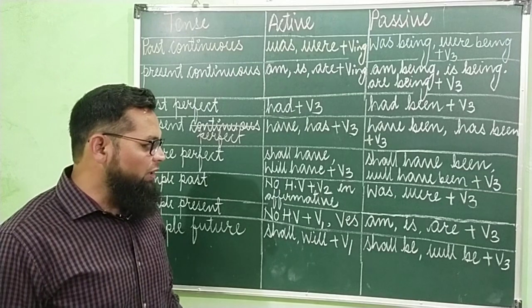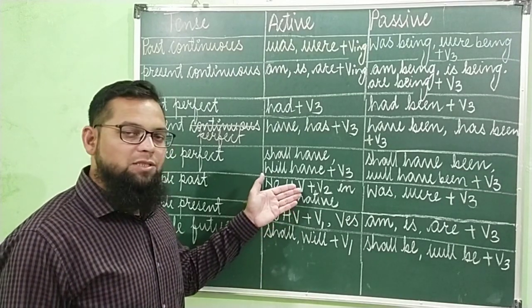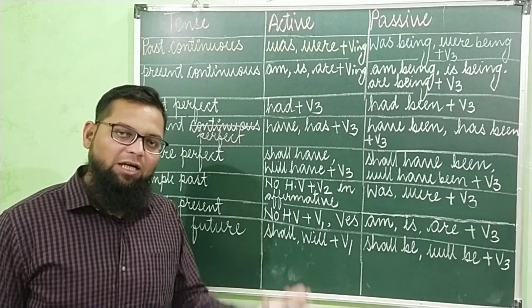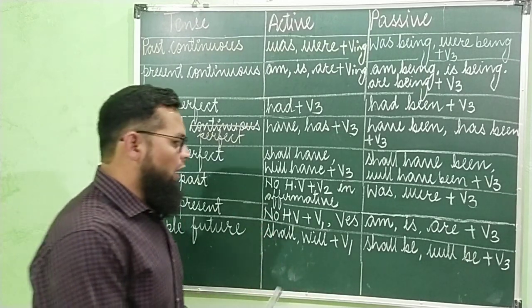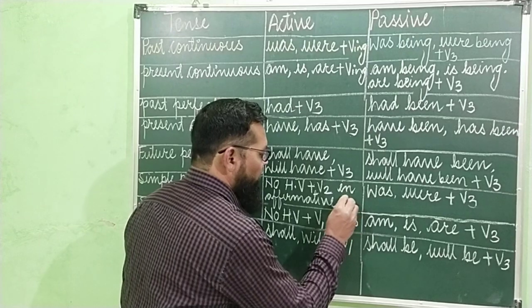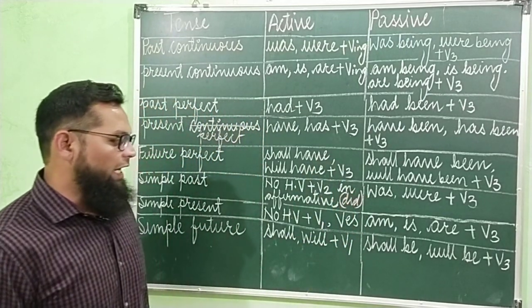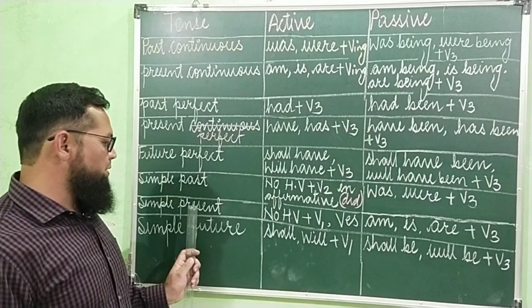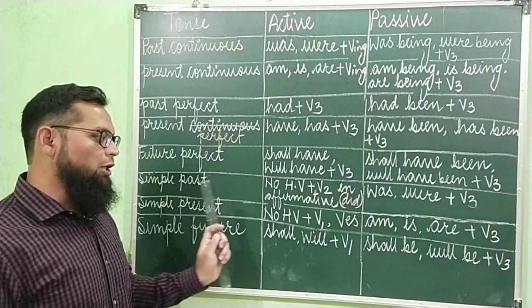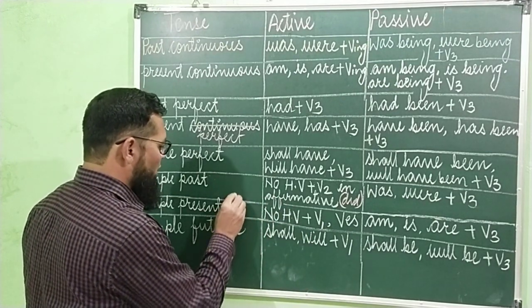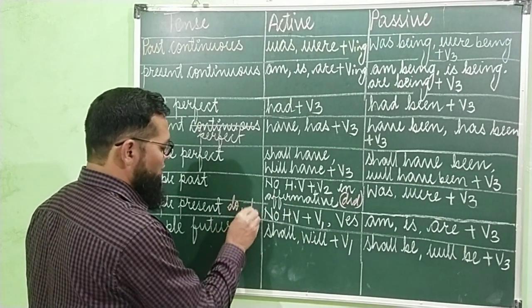But when we convert the sentences of simple past into negative, simple past का sentence जब आप negative में convert करते हो तो आपको वहाँ पर did helping verb assume करना पड़ता है, did. Okay, and when we convert the examples of the sentences of simple present into negative, then we have to assume the helping verbs do or does.